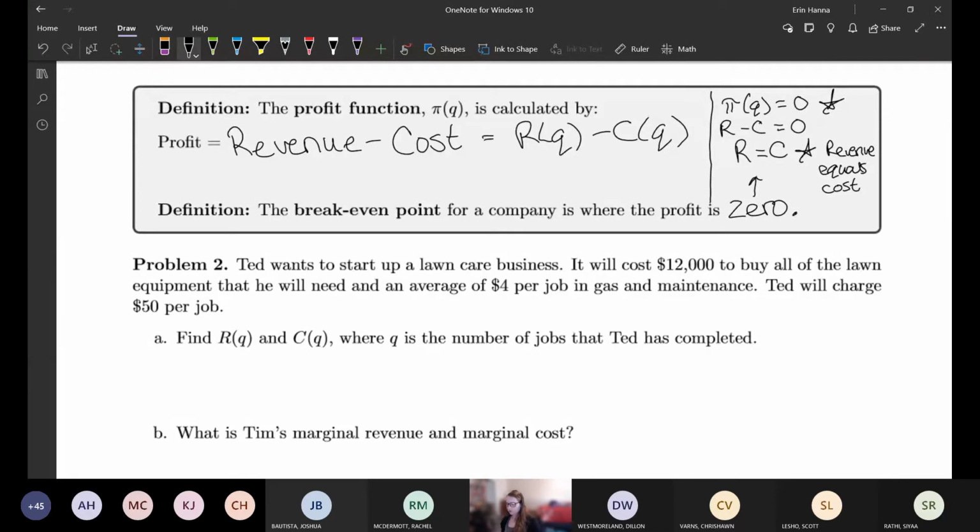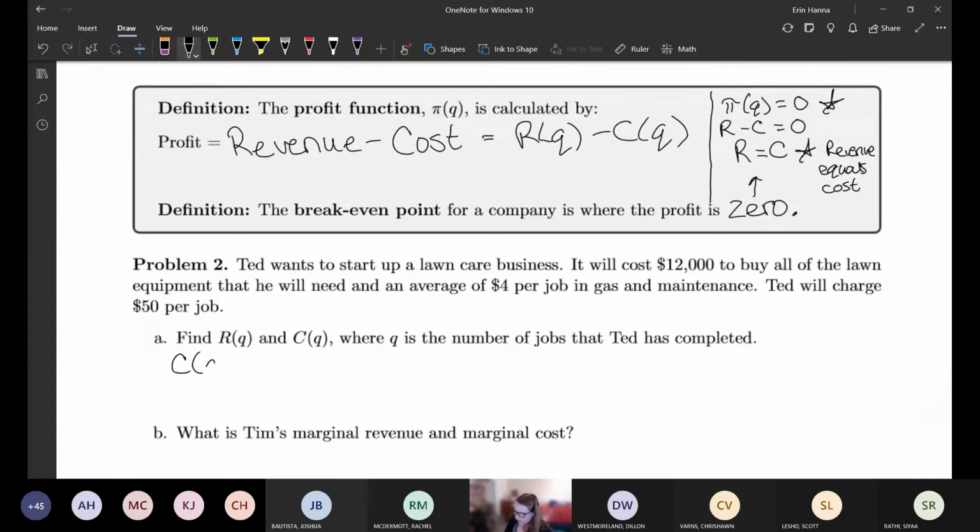So say Ted wants to start a lawn care business. It will cost $12,000 to buy all of the lawn equipment that he will need, and an average of $4 per job in gas and maintenance. So remember the difference: his equipment is lawnmower and all that jazz, but then it still costs him some materials, gas and maintenance per job. He will charge $50 per job. So we want to find the revenue and the cost function, where Q is the number of jobs that Ted has completed. And at this point in time, we're assuming everything is linear.